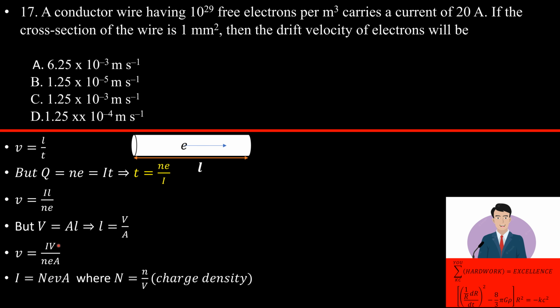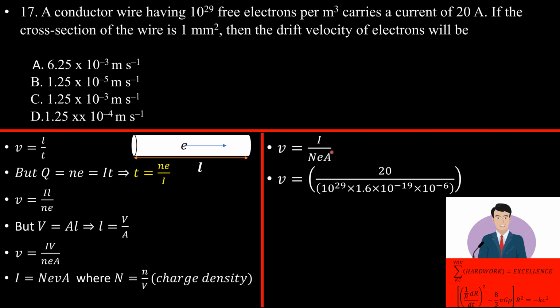So basic algebra entails that we can send this volume down, so we actually have N over V. And N over V gives us the charge density, which is now capital N. So that's basically the tweak I've done there. We can now make the drift velocity the subject, and it's actually I over NeA. And so we can substitute our information here. Our current is 20 amperes, and our N, the charge density, is 10 to the power 29. Remember that it's per meter cube, so that's the charge density.